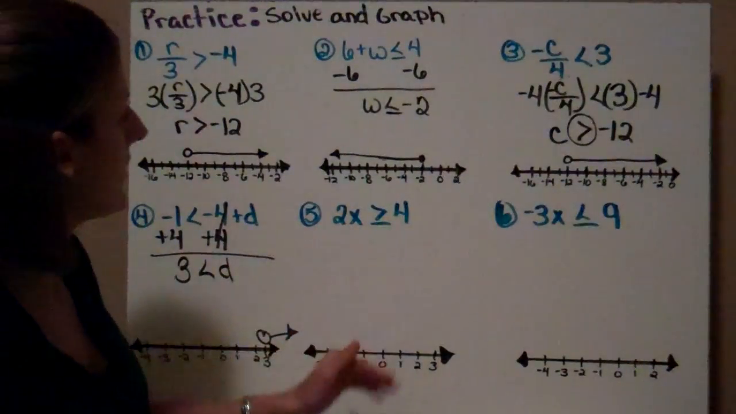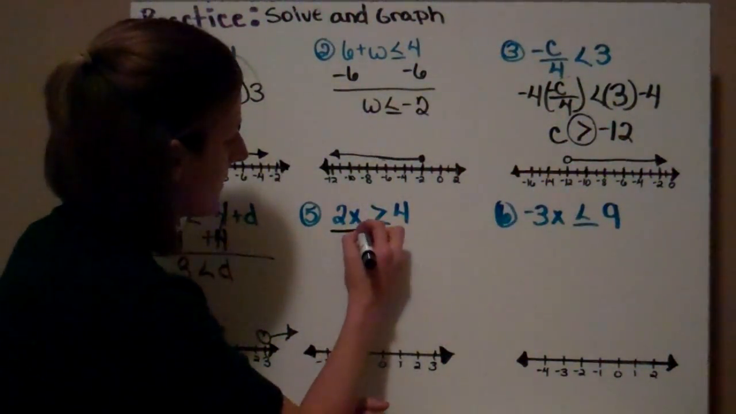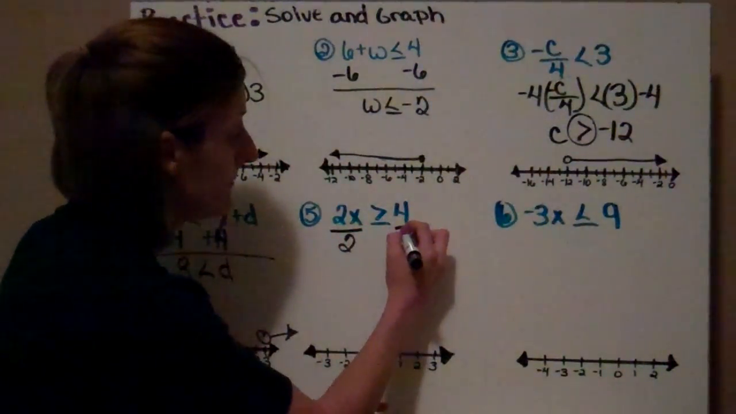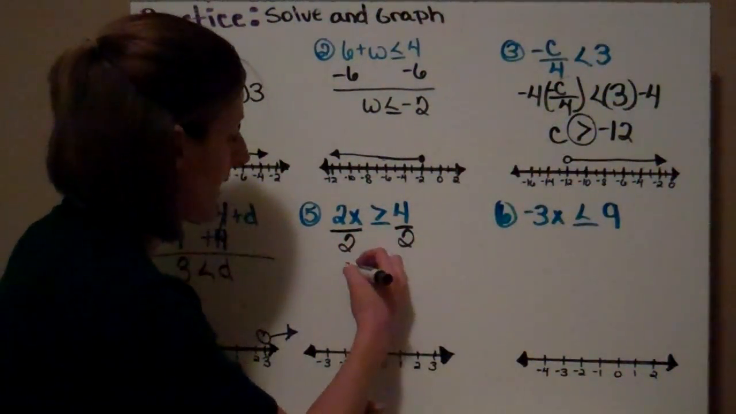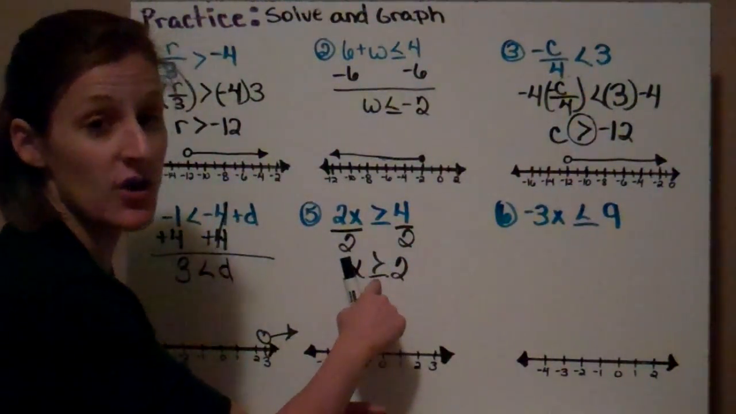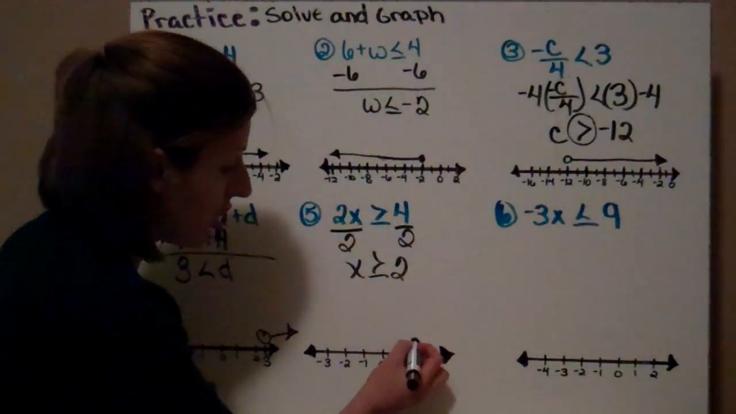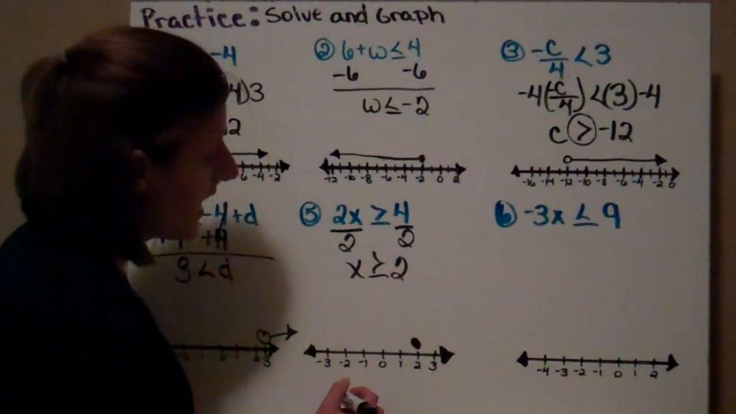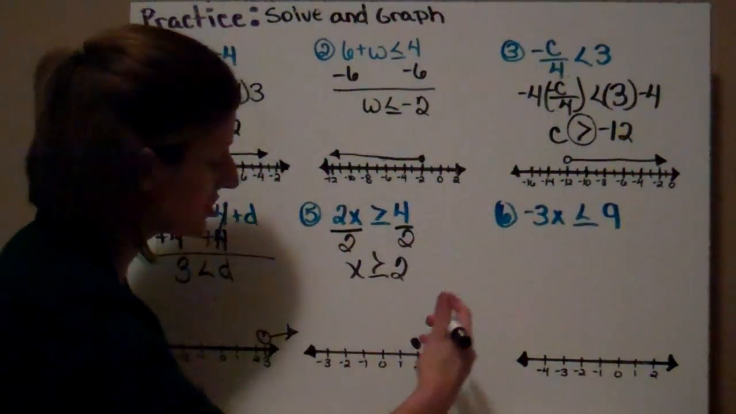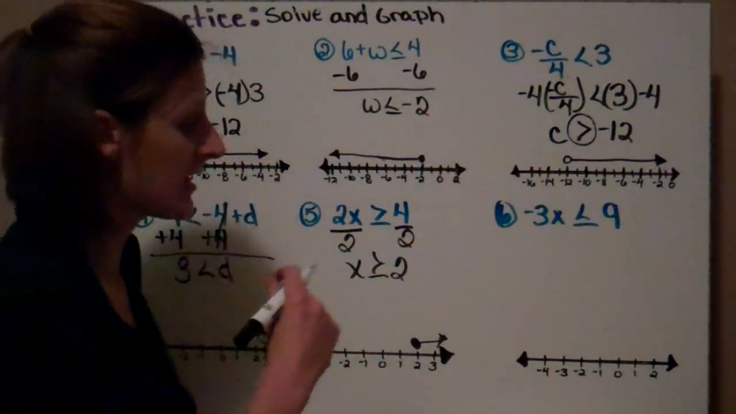Alright, the second one, number 5, 2x is greater than or equal to 4. I'm going to divide each side by 2. I'm not dividing by a negative, so I leave my sign the same way, and I get x is greater than or equal to 2. So that means a closed circle on 2, since it's equal to, and x is everything bigger or larger than 2, so I'm going to go to the right again to make everything larger than 2.